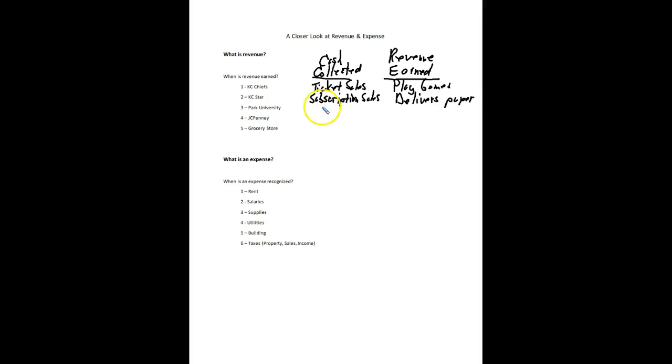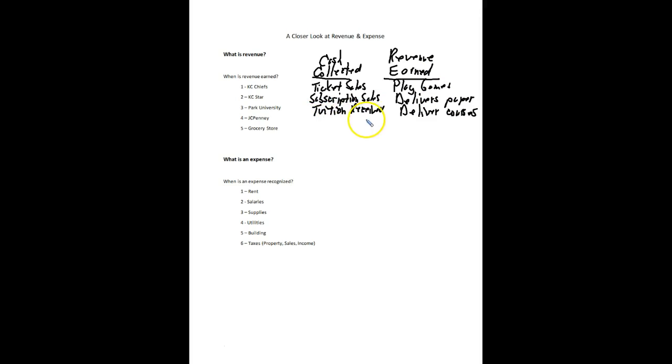Park University, right? Students, right? You pay cash, write a check for your tuition. So your tuition payment is received. So tuition is received from the student. And what does a university do? Well, we deliver courses. So right now, as I'm talking to you, Park University is earning its revenue from you as a student.